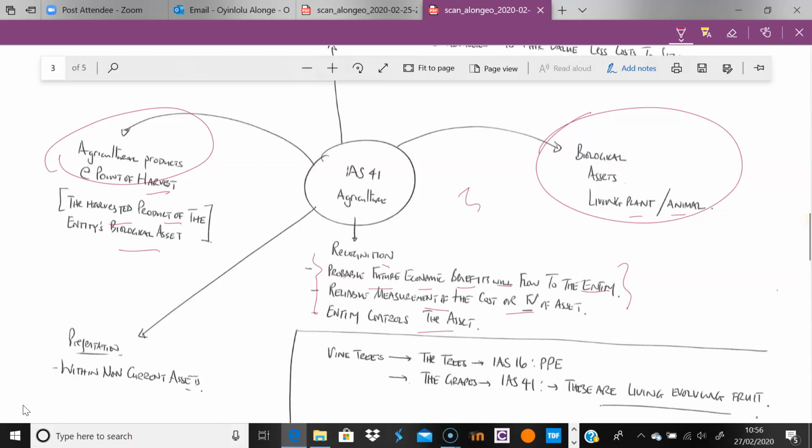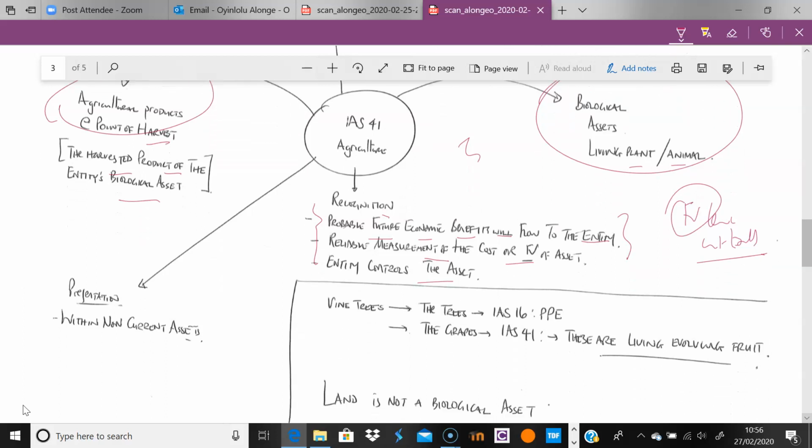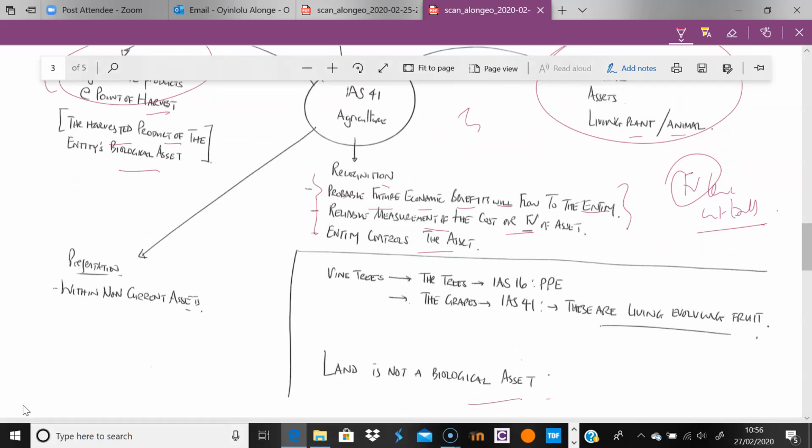And remember that we recognize this at fair value less costs to sell. So always take out the sales commission or any cost to sell from the fair value and then recognize it at that. And recognize all movements to the profit and loss straight away. Land is not a biological asset. Presentation: this is presented within non-current assets.